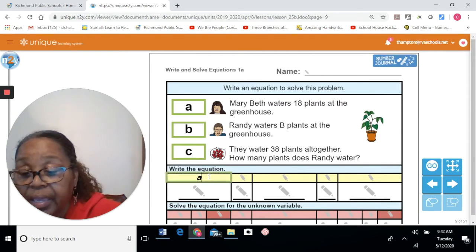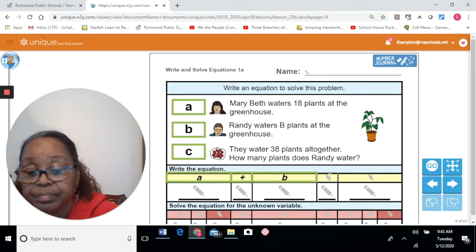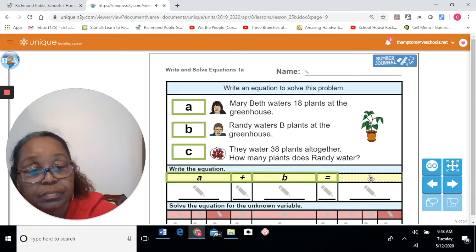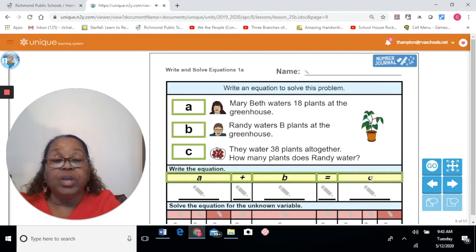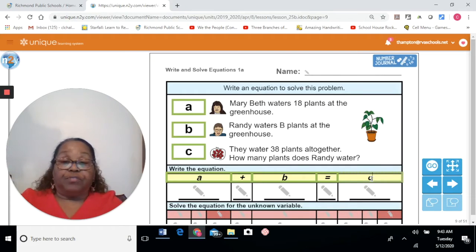It would be A plus B equals C. All right, we have our equation lined up. We have our variables in place. Now we're going to just substitute the numbers for the variables.